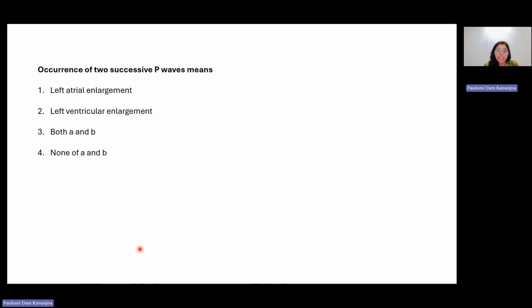Okay. Next one. Now you have two successive P waves. So what does it say? Try to remember what the P wave tells you, and then try to look into the answer.